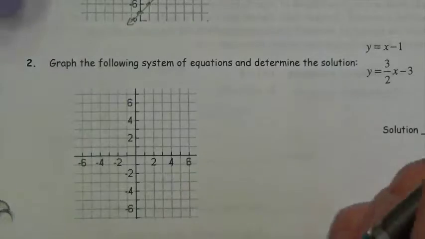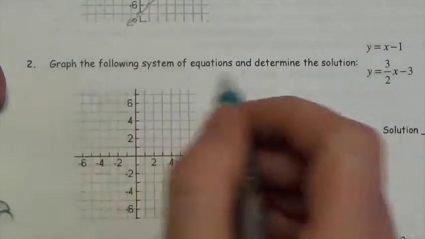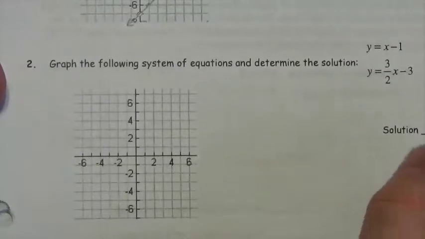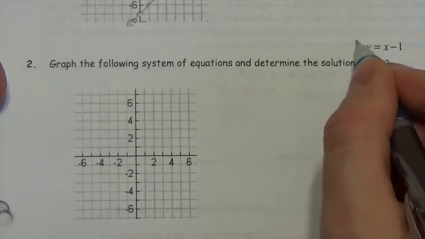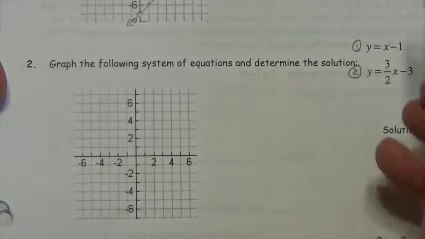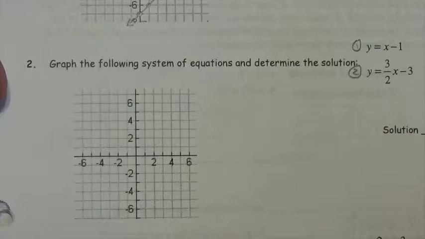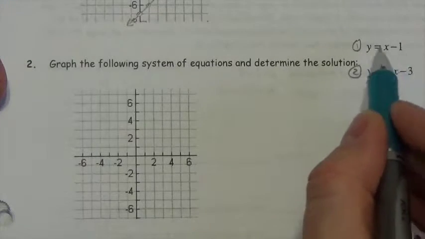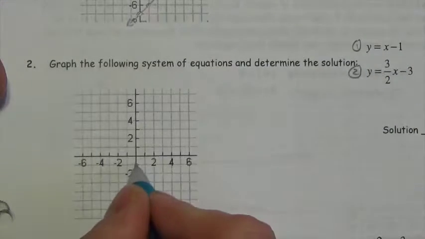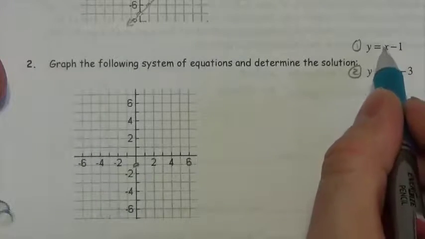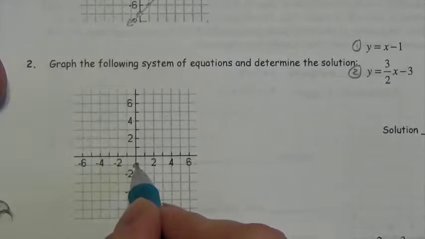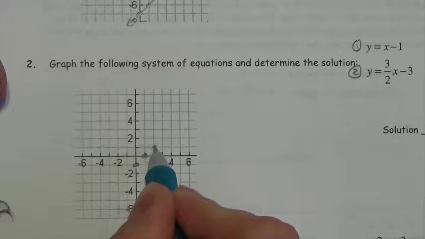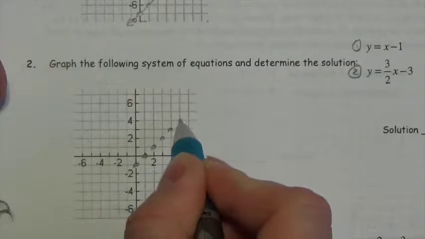Okay, now this question is very similar to the one that we just did. Graph the following system of equations and determine the solutions. All right. So there's equation 1, there's equation 2. Now notice both of these are in slope-intercept form, which makes it a fairly convenient thing to graph. Notice that the y-intercept is negative 1 for the first graph, and it's got a slope of positive 1, meaning I would go from here up 1 over 1, up 1 over 1, up 1 over 1, and there we go.